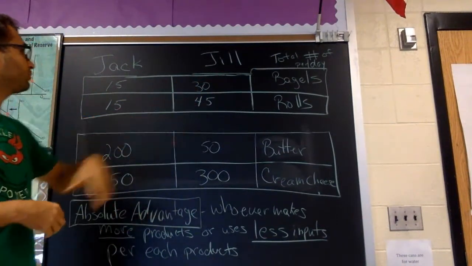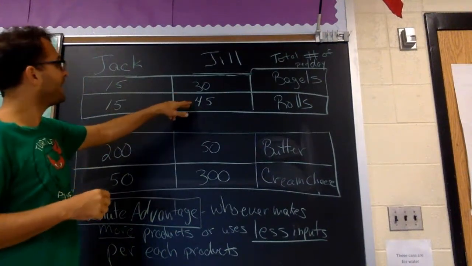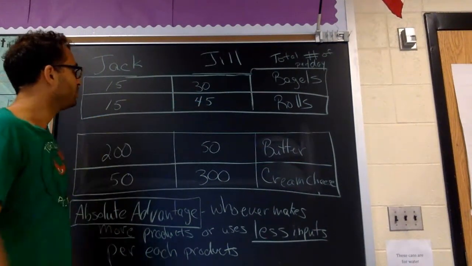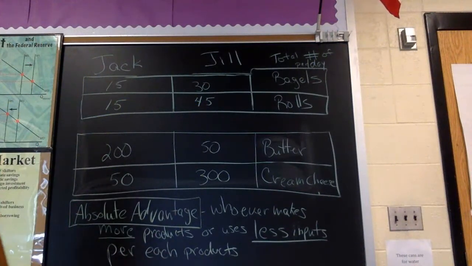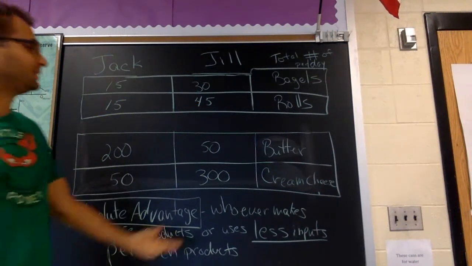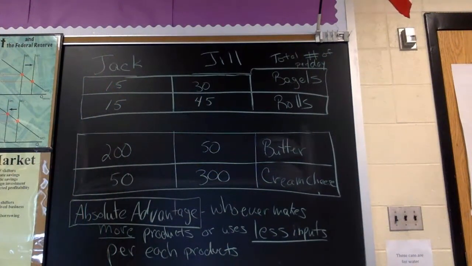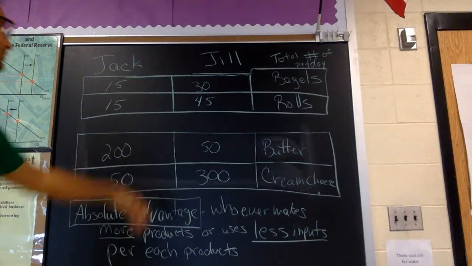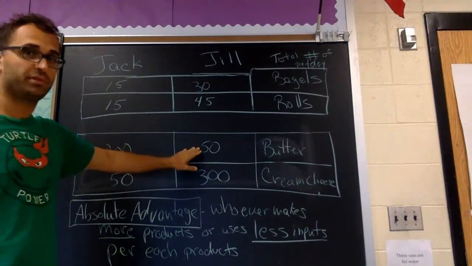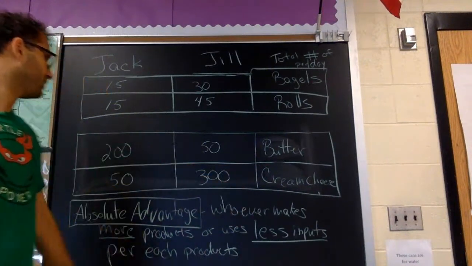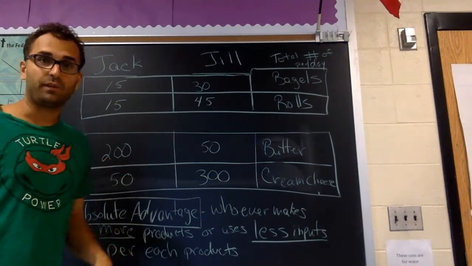Who has it for rolls? Looks like Jill again. She happens to have the absolute advantage. She produces 45, Jack only produces 15. What about if Jack and Jill also, let's say, produce butter and cream cheese? Who has the absolute advantage in butter? Looks like Jack does. He produces 200, Jill only produces 50. What about cream cheese? It looks like Jill does, right? She produces 300, he produces only 50.